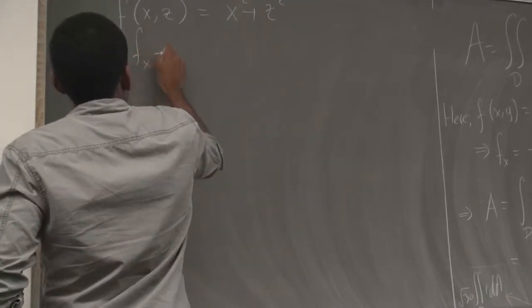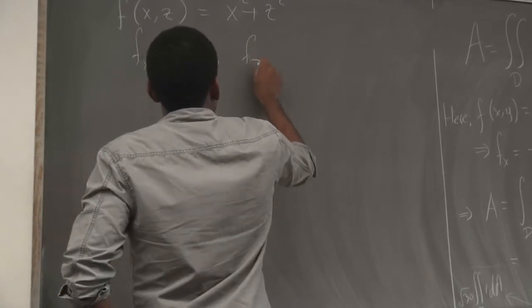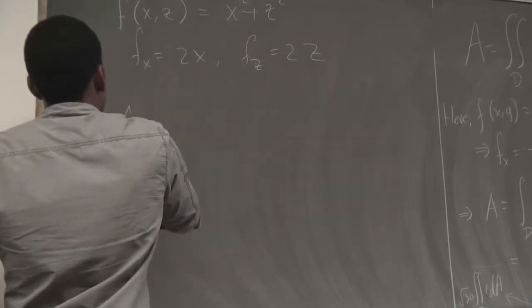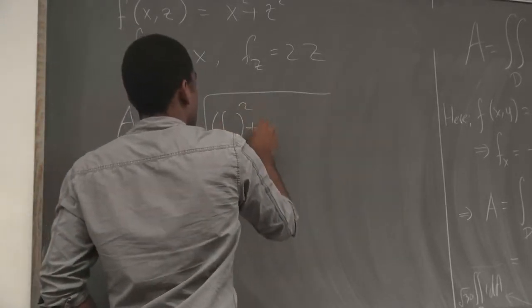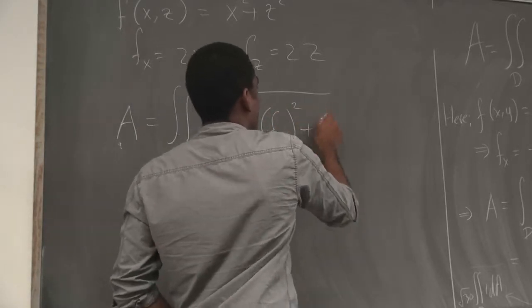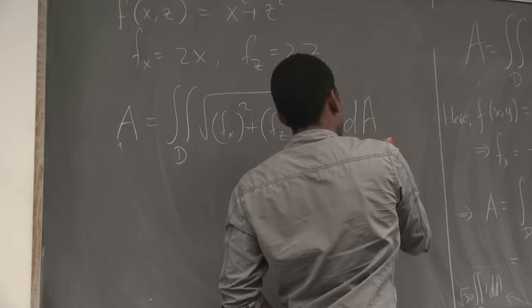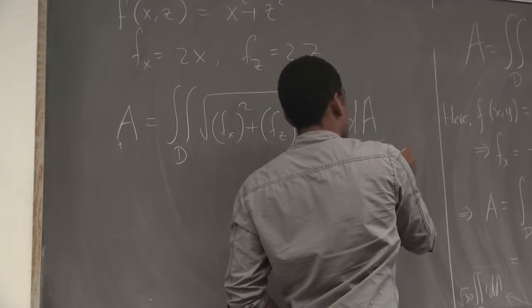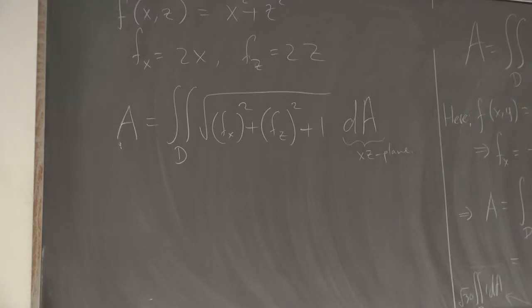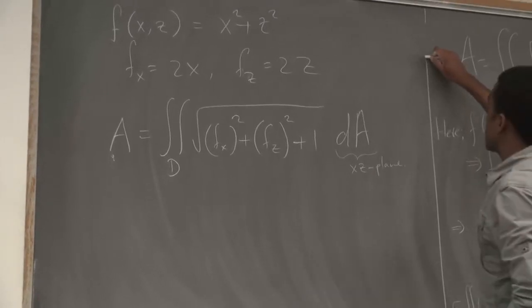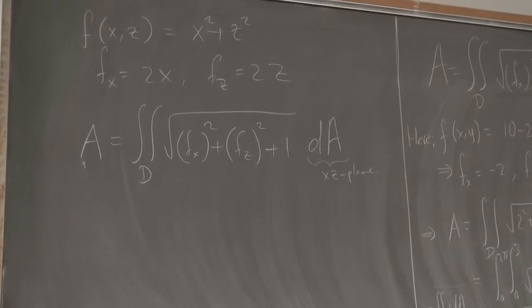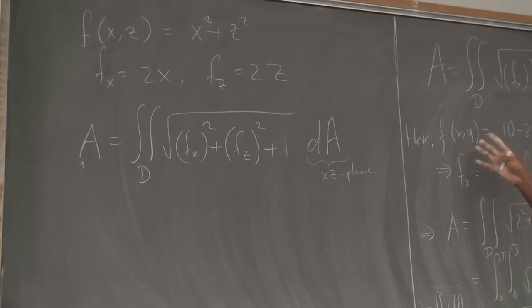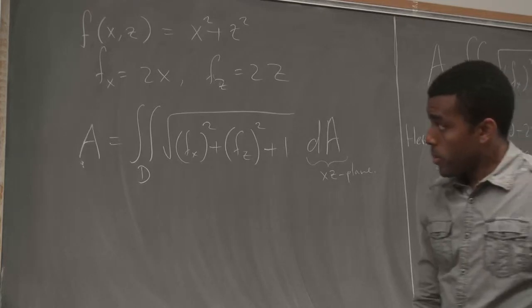I can find the partial with respect to x, 2x, partial with respect to z, 2z, and then use the area is the double integral over D of the square root of fx squared plus fz squared plus 1 dA, where now I know my dA is in the xz plane. So it's pretty flexible here. The x and y are really just dummy variables. You write your function as a function of two variables in any plane. You can make this work. Just swap out the ones that you don't want.